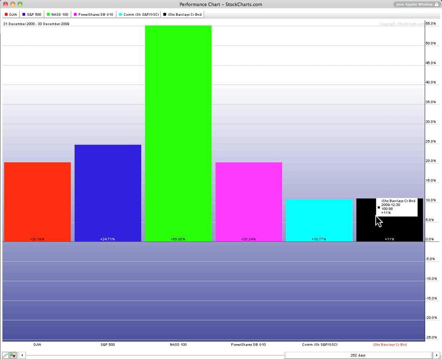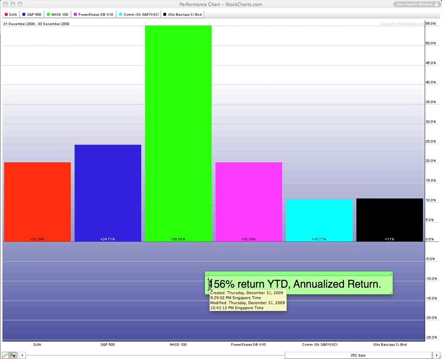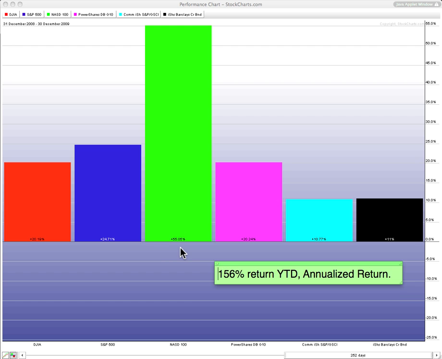And finally, for bonds, the benchmark is the iShares Credit Bond ETF, the exchange traded fund, which represents only the investment grade credit sector of the United States bond market as defined by the Barclays Capital US Credit Index. With the annualized return of 156%, the portfolio did beat these external benchmarks in terms of year-to-date performance.